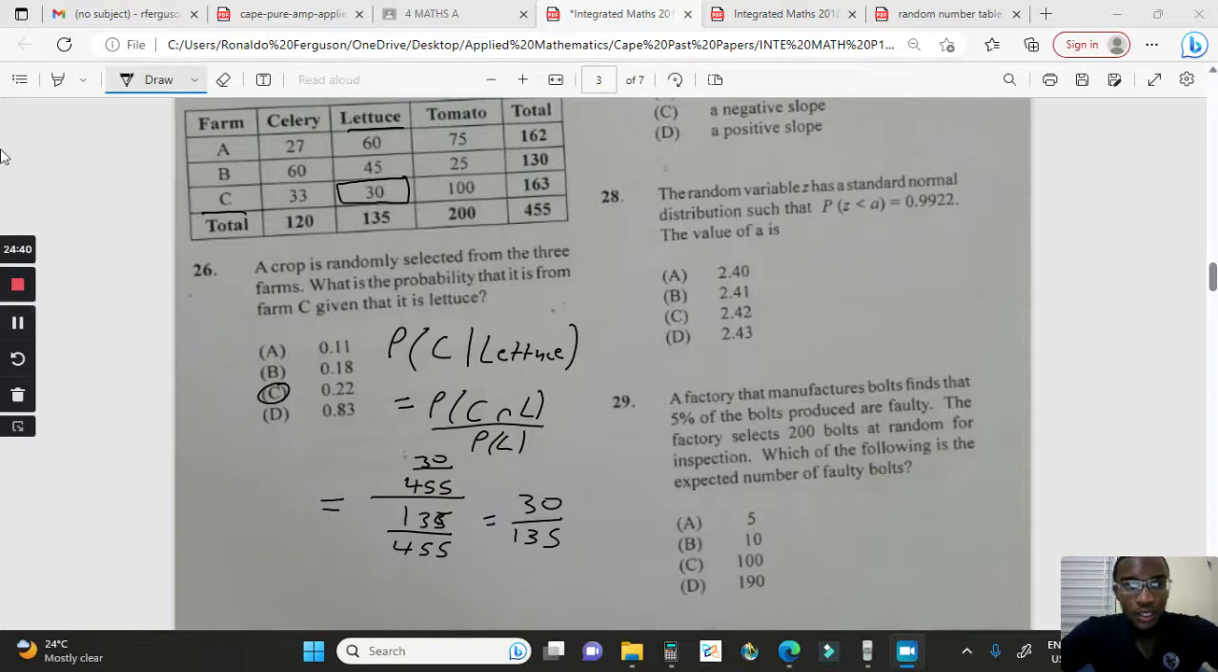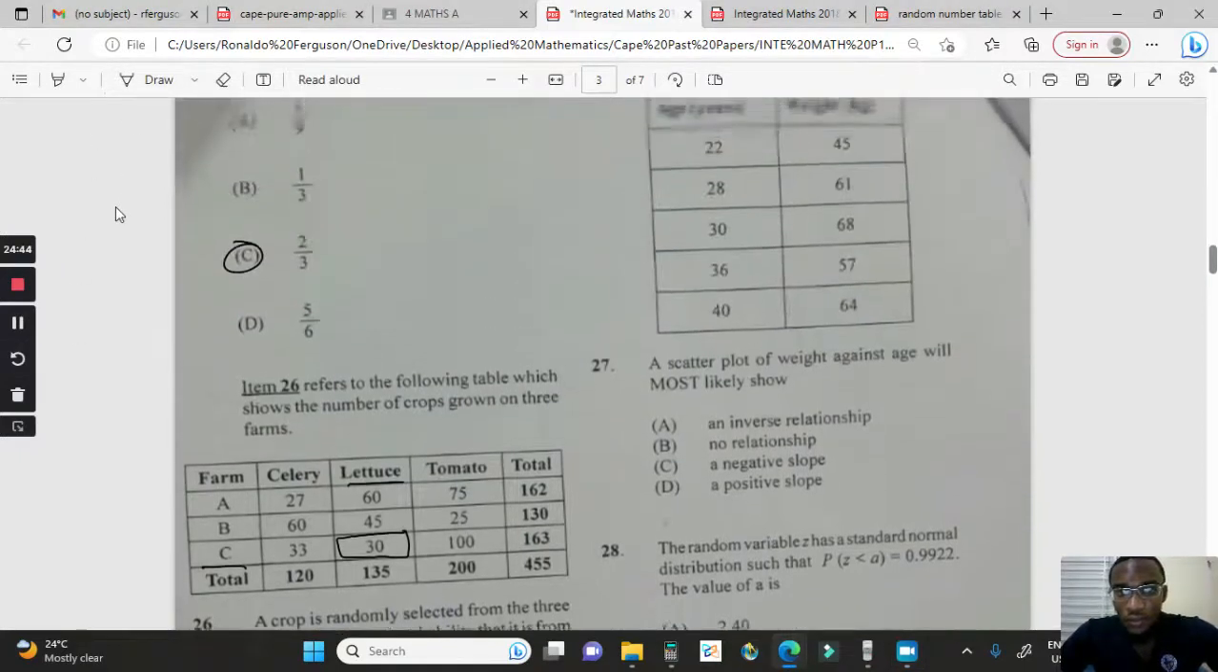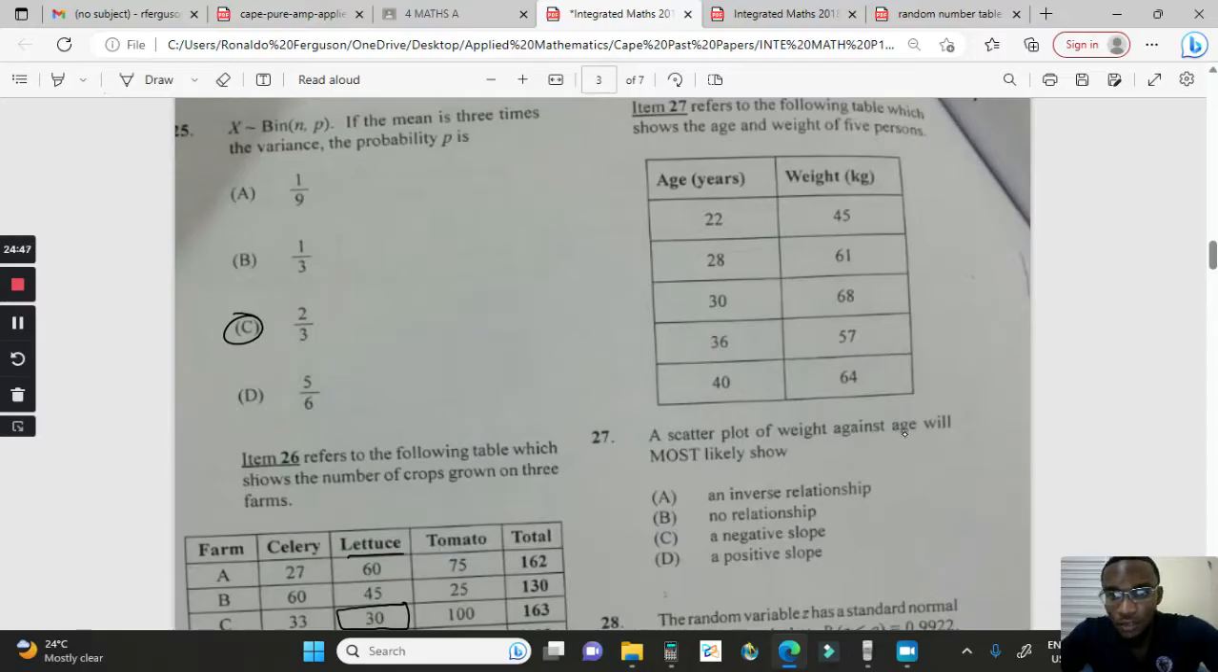Alright, continuing. Number 27. It's a scatter plot of weight against age. What is this most likely going to show? You can actually just draw a graph. Don't work it out hard, that's too much work right now. Just draw a graph and look at it.